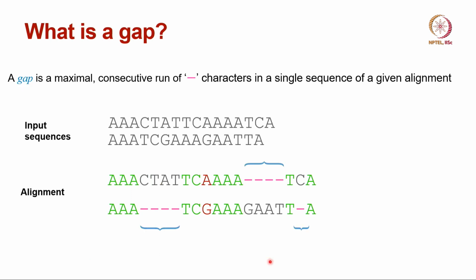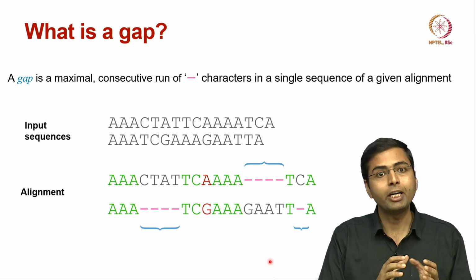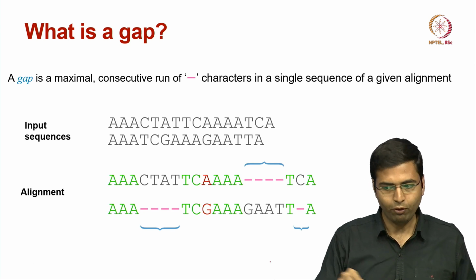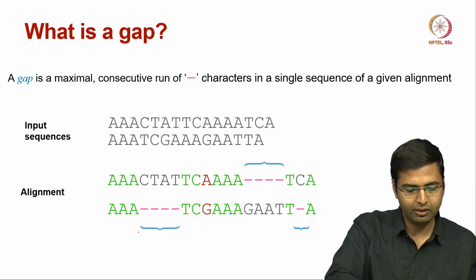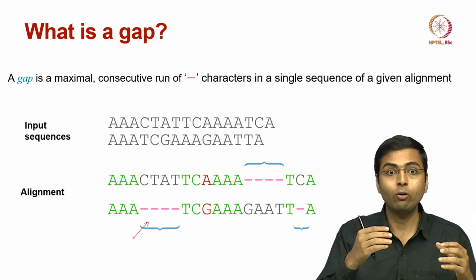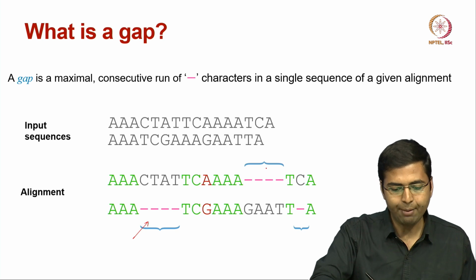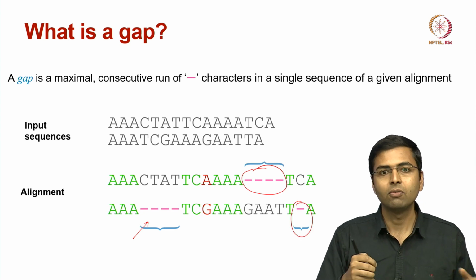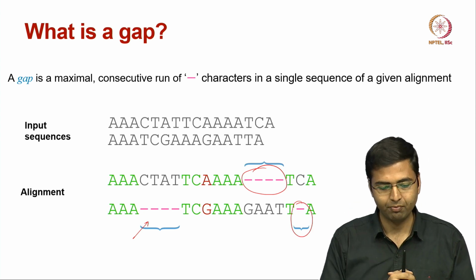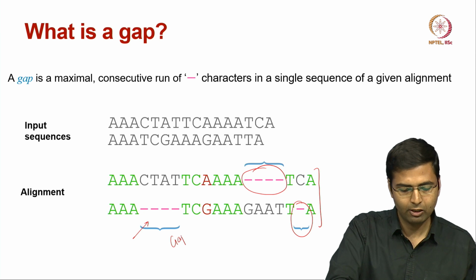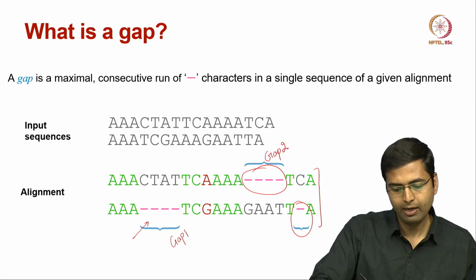For this lecture now, we are going to introduce the concept of a gap. A gap is nothing but a maximal consecutive run of space characters in a single sequence of a given alignment. So, for example, in this case you have this as a gap where you have a consecutive run of 4 space characters occurring on the second sequence of the alignment. Then another gap is this consecutive run of 4 characters, and there is another gap consisting of a single space character only. So, together we can say that this alignment has 3 gaps: gap 1, gap 2, and gap 3.